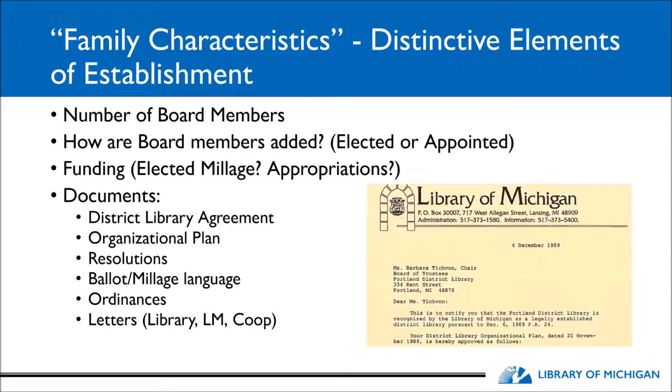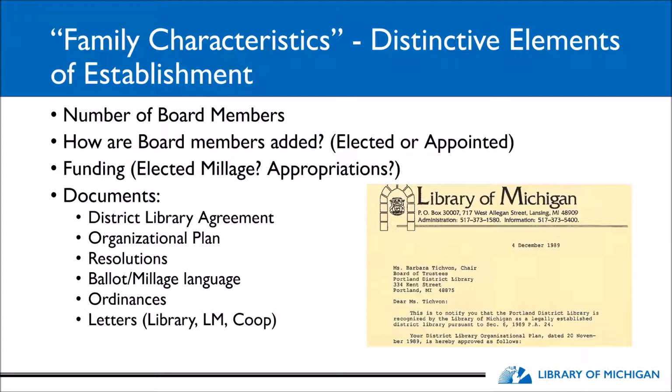So let's look at each individual establishment. In terms of family characteristics, there are certain elements of different types of establishment that you want to look at. When you're looking at your establishment law, one of the things you want to consider, especially if you're not sure what your establishment type is, there are some certain hallmarks that can help you figure out what your establishment type is, because they differ from type to type.